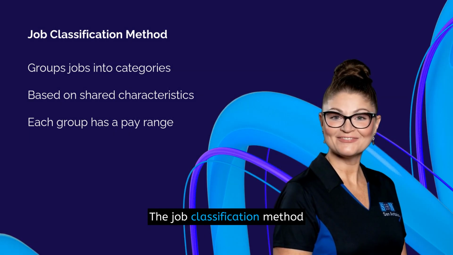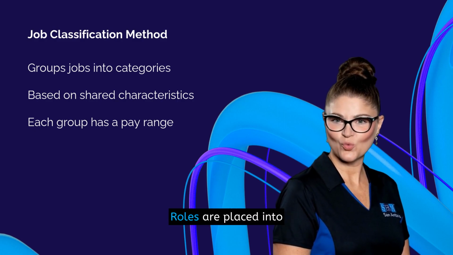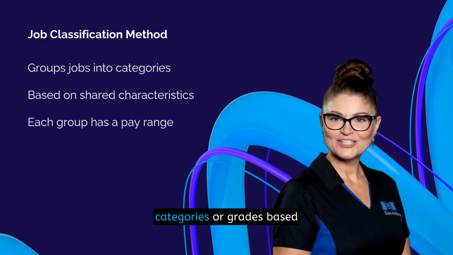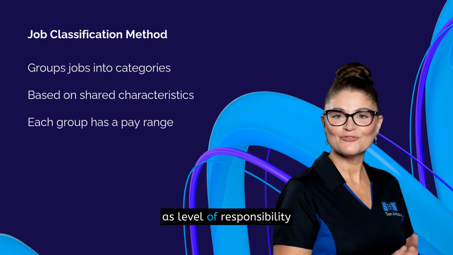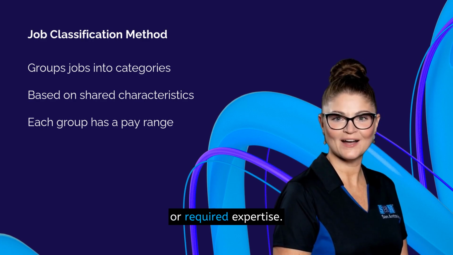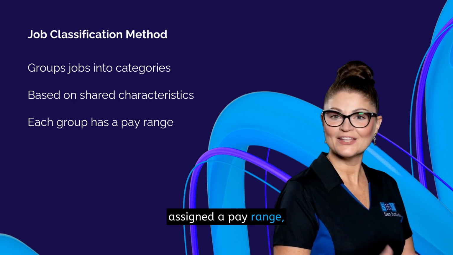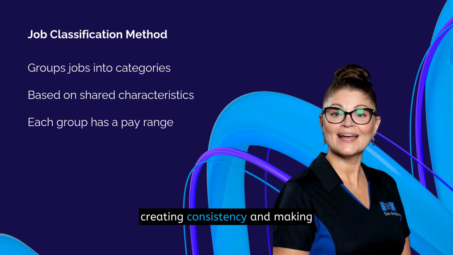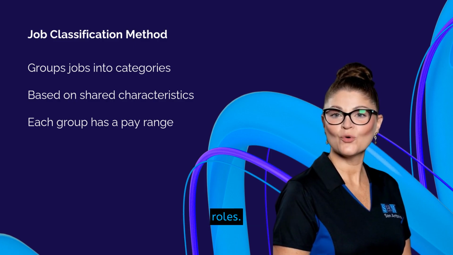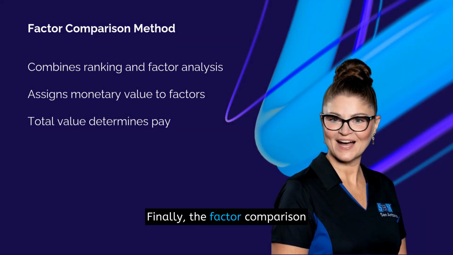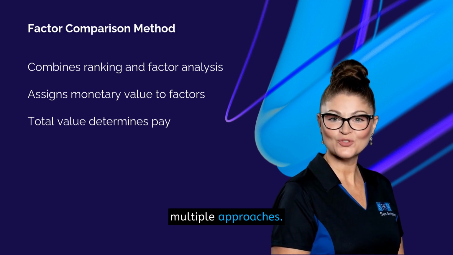The job classification method takes a more structured grouping approach. Roles are placed into categories or grades based on shared characteristics, such as level of responsibility or required expertise. Each group is then assigned a pay range, creating consistency and making it easier to manage compensation across departments and roles. Finally, the factor comparison method blends elements of multiple approaches.